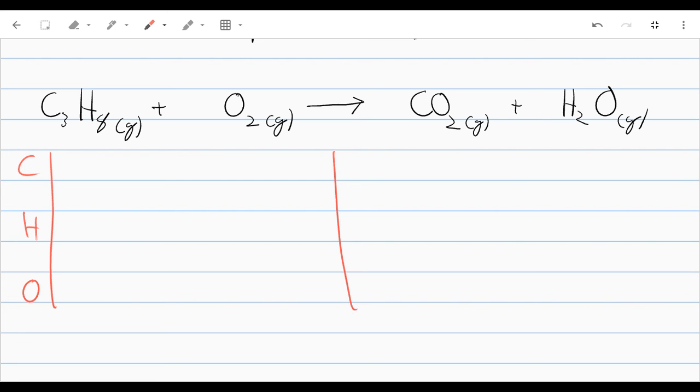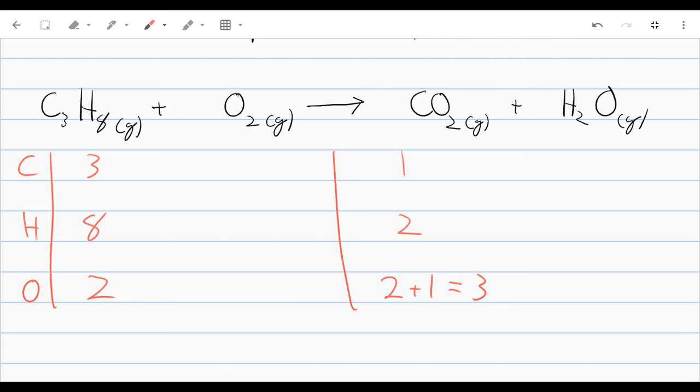I'm going to split this up into reactants and products. I have 3 carbons, 8 hydrogens, 2 oxygens on my reactant side. On the product side, I have 1 carbon, 2 hydrogens, and 2 plus 1 equals 3 oxygens. I always do 2 plus 1 instead of just writing out 3, because this way I can track how many oxygens are in the carbon dioxide and the hydrogen separately.